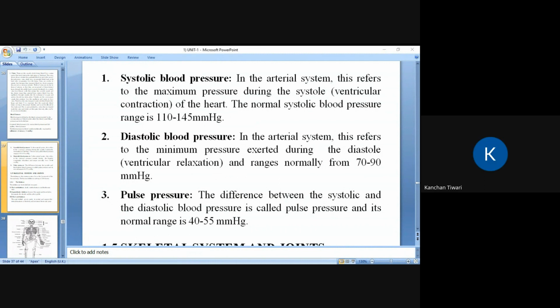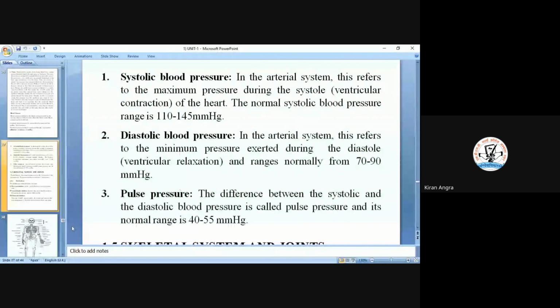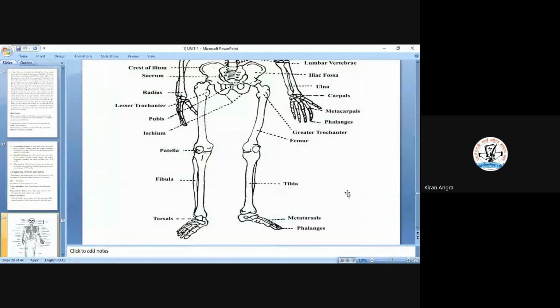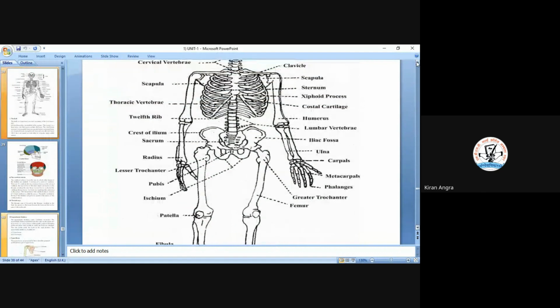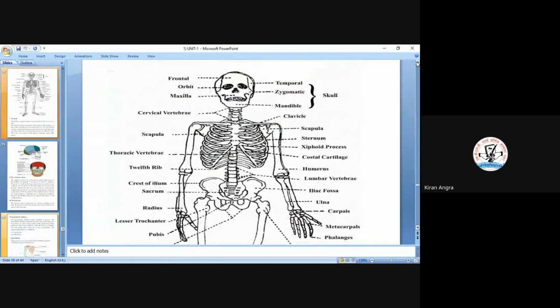Okay, ma'am. There is another system I would like to cover, that is the skeletal system and the joints. What is the skeletal system? You all understand the human skeleton is made up of how many bones? Anyone? 206. Yes, it is 206 bones.